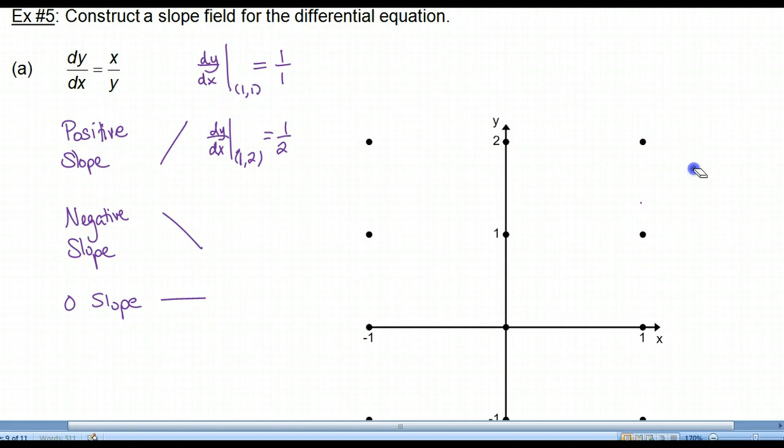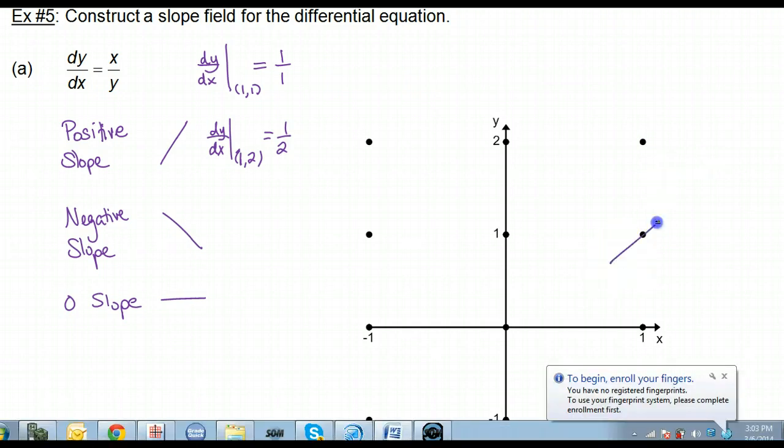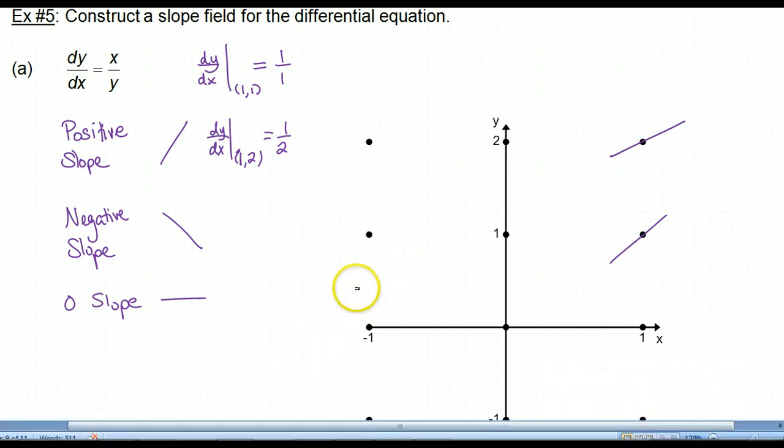You'll find that some of them are really easy. Let me go over here to (-1, 1). That's going to be negative 1 over positive 1, a slope of negative 1. It's just the opposite direction. And here, (-1, 2) is the same thing as opposite: negative 1/2. So it's going to be a little less steep, but still a negative slope. Yes, we have to do all the points.